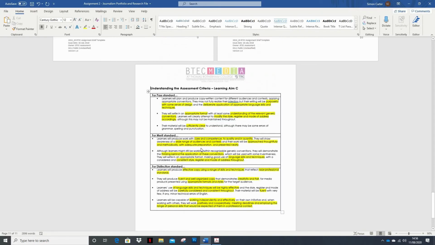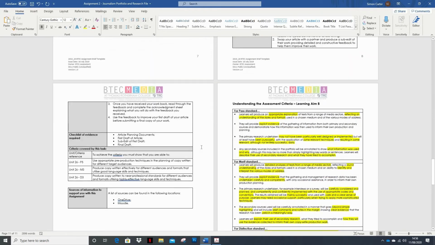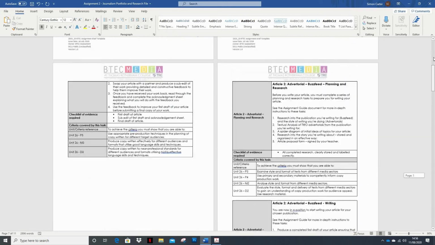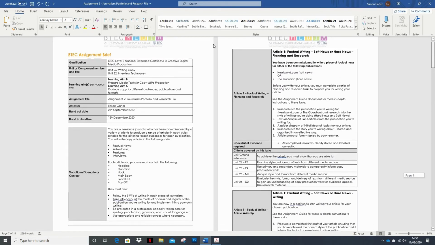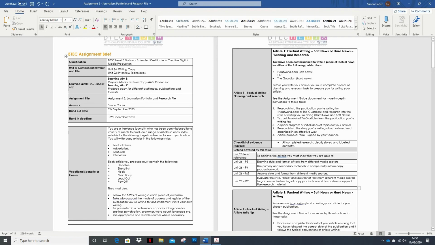So that is pretty much it for your assignment briefs. Realistically, you can break them down into three sections. The first section is an overview of the entire assignment. It's got the learning aims you're working towards, the assessor, the dates, and an overview of the entire vocational context.